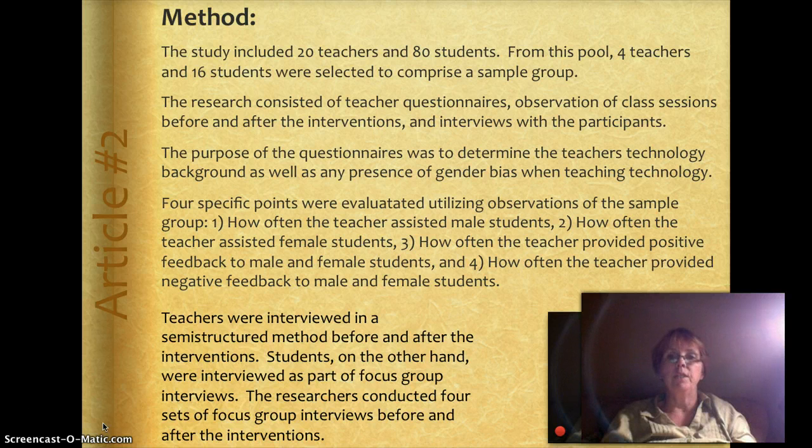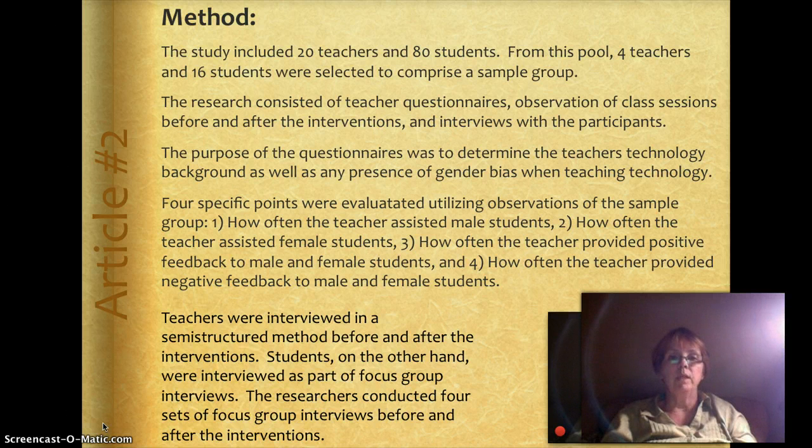1. How often the teacher assisted male students. 2. How often the teacher assisted female students. 3. How often the teacher provided positive feedback to male and female students. And 4. How often the teacher provided negative feedback to male and female students.